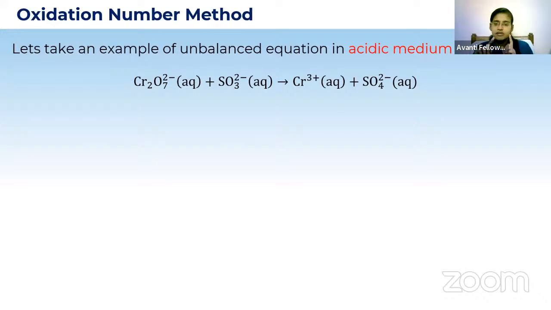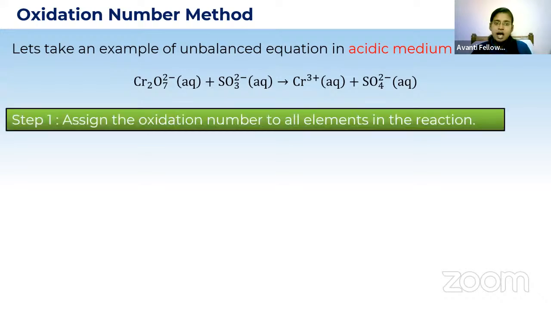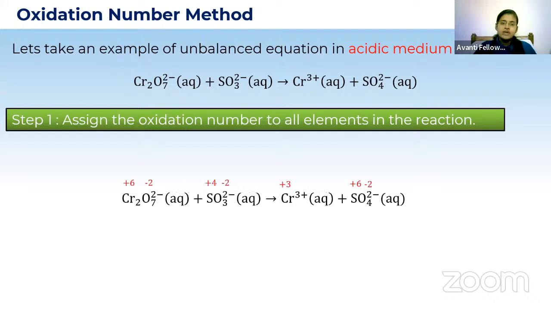The very first step that you have to follow to balance this reaction is, in step 1, assign the oxidation number to all the elements in the reaction. In the oxidation number method, as a first step, assign oxidation number to all the elements in the reaction. So here is the oxidation number. How to find this? Let me show you for Cr2O7.